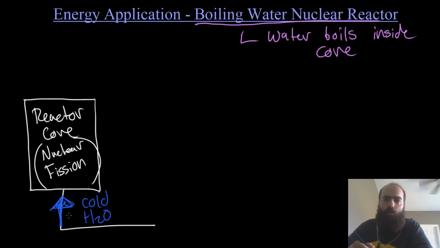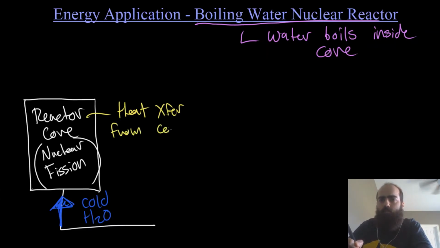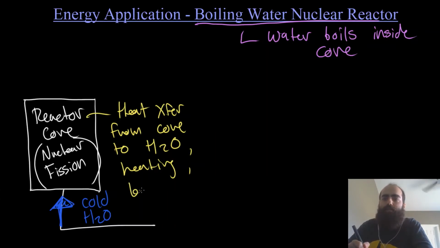That cold water runs over the nuclear fuel, and because the nuclear fuel is very hot and the water is cold, thermal energy gets transferred from the reactor core into the water. So basically, inside of the reactor core, you have a heat transfer from the core to the water, and that causes the water to be heated. Eventually, that water heats up to the point where it begins to boil.